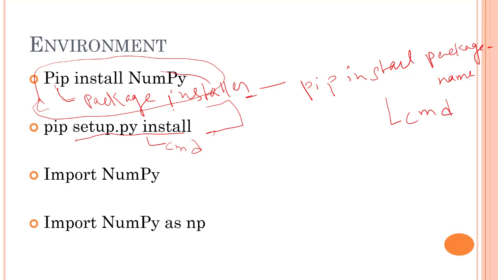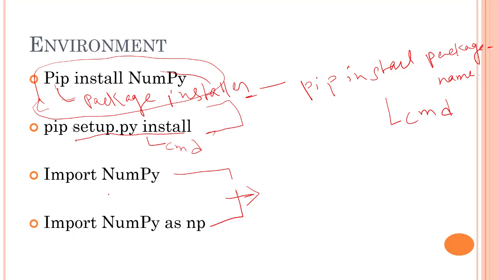Now let's move to importing. Once we install it, we have to move to importing. There are two ways to import it. Both are 99.99% the same; just one uses an alias name at import time and one is imported normally.